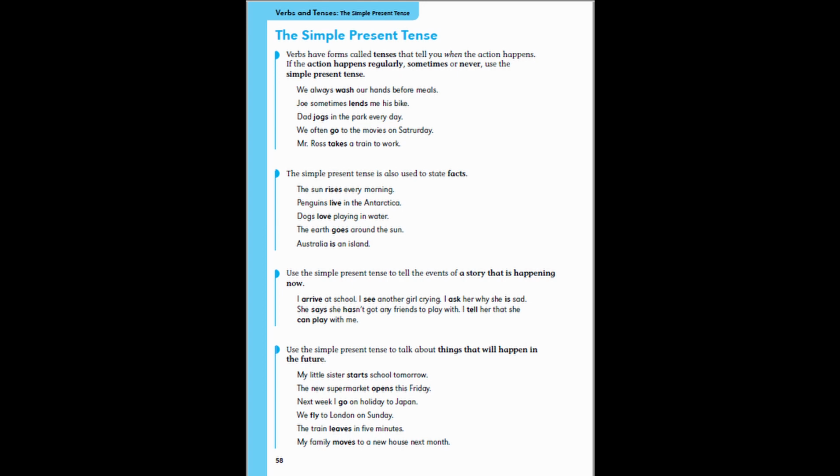So for example, I arrive at school, I see another girl crying, I ask her why she is sad, she says she hasn't got any friends to play with, I tell her that she can play with me. All right. Now, usually this kind of writing you'll see in scenes in the movie, whenever there's an interrogation scene and the cops will say, what were you doing at 10 p.m. of this, right? They'll say, I was at home.